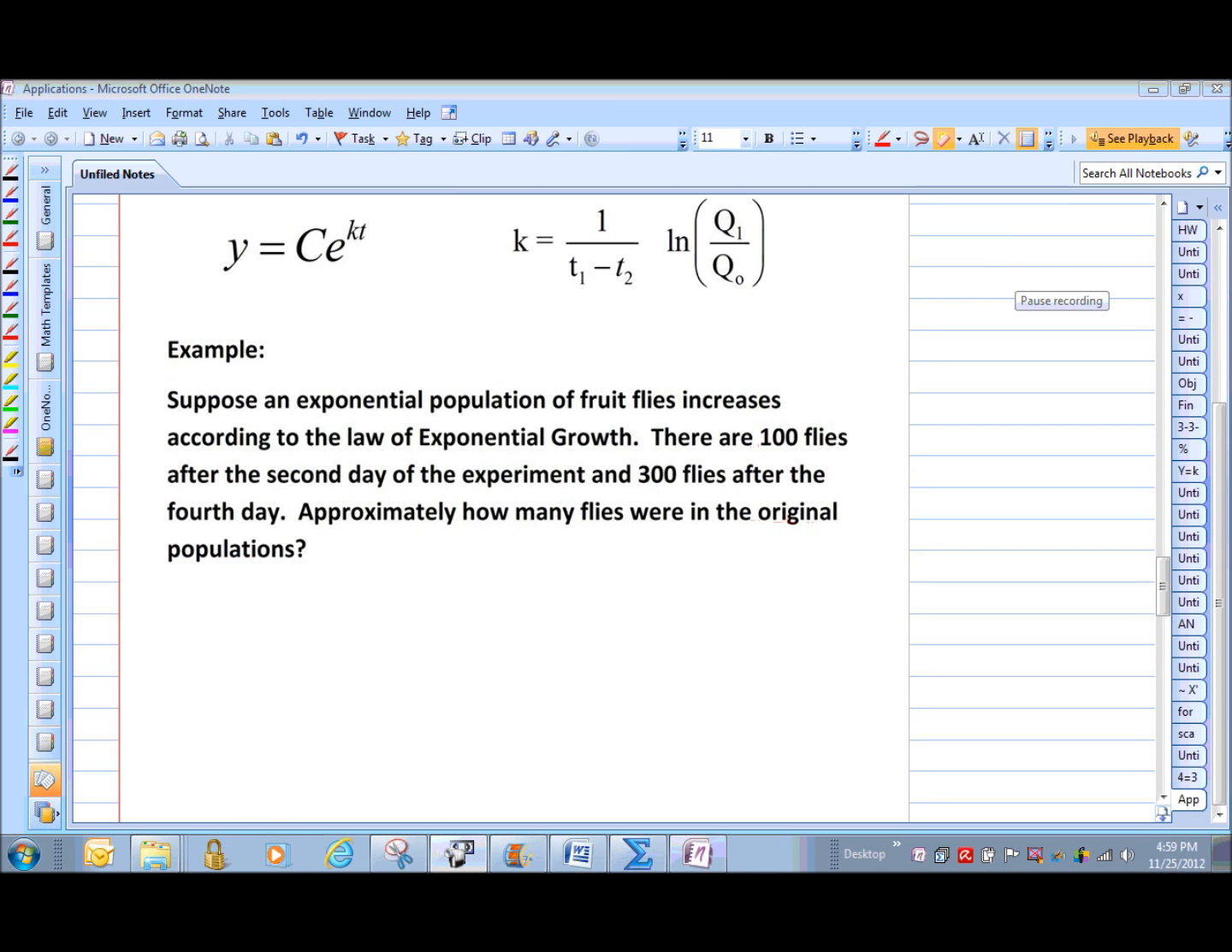Okay, so in this example, suppose an exponential population of fruit flies is increasing according to the law of exponential growth. There are 100 flies after the second day of the experiment and 300 flies.